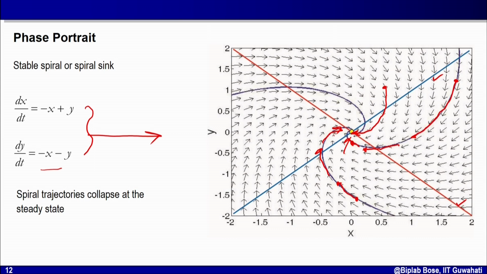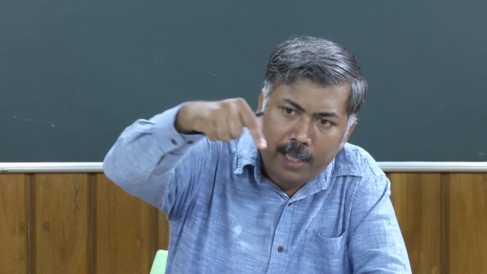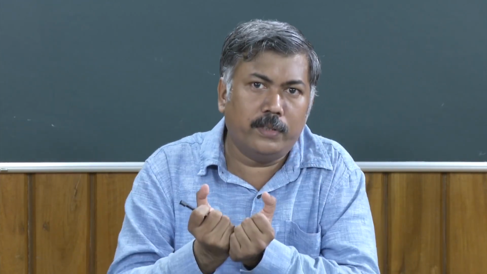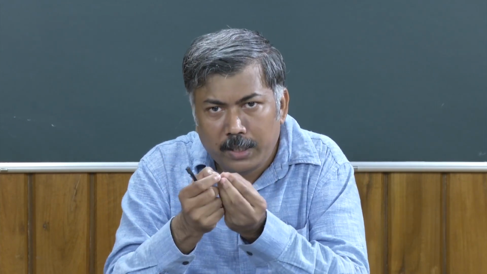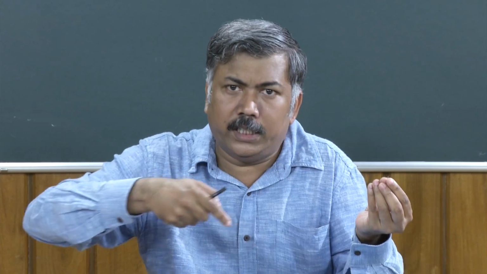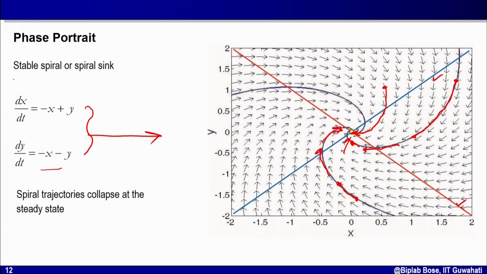And notice the path. These paths are spiral type paths. So if you start from a particular position on the phase plane, you move in a spiral, and then the system collapses at the steady state. So obviously this steady state is stable because it is sucking everything towards it. If you are at that steady state, you will stay at that steady state. But if you are disturbed from this steady state, you will be following the spiral trajectory. With time, you will again collapse to that steady state. So this is a stable spiral or spiral sink.